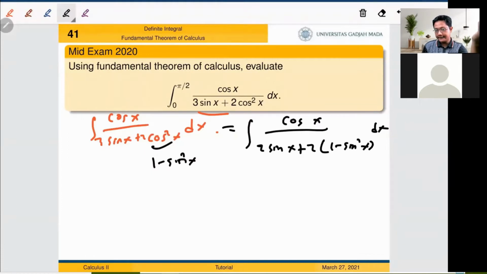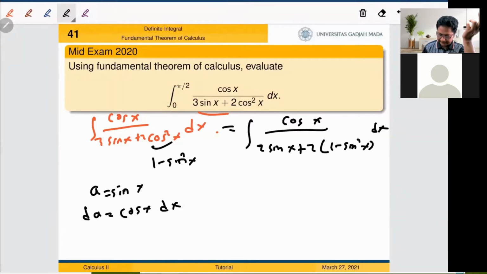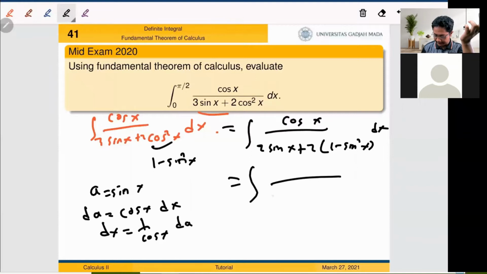And imagine if I have my a equal to sinus x. So I have my dA equal to cosinus x dx. What happened? I have my dx is 1 over cosinus x dA, which gives me: my sinus is a, I have here 2 minus 2a square, and then my dx with cos will cancel out, so I have dA.